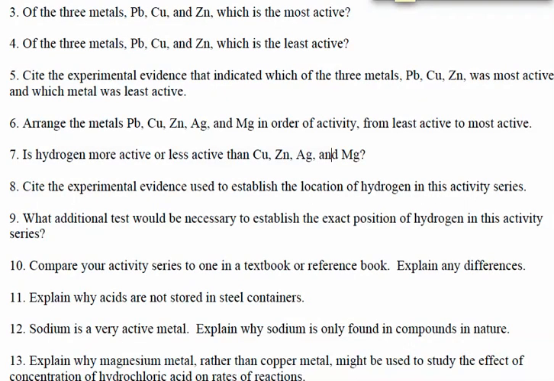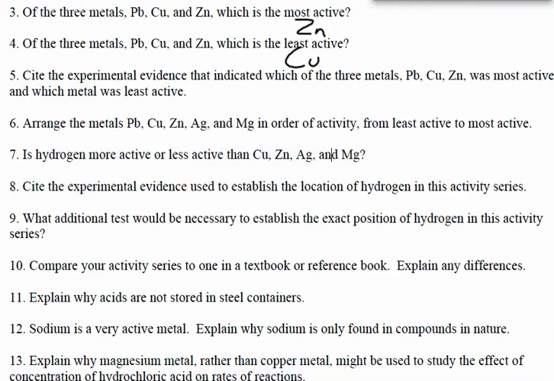Okay, so this is where we get down to the nitty-gritty. Of the 3 metals, lead, copper, zinc, which is the most active? So you find that zinc is the most active of those 3. And of the least active, that's going to be copper, which makes sense since we use it for wiring in houses and things.